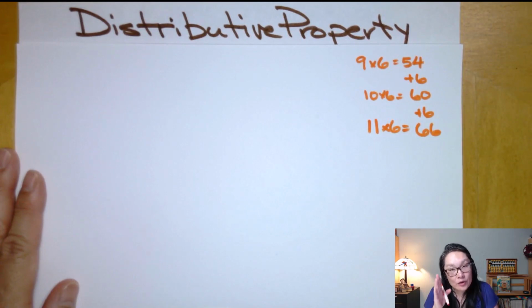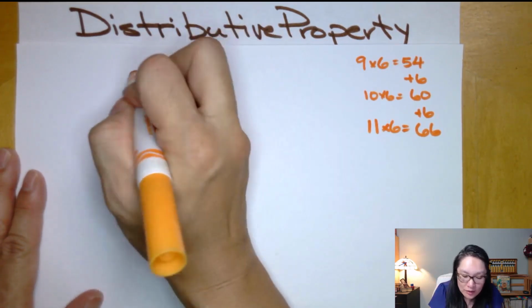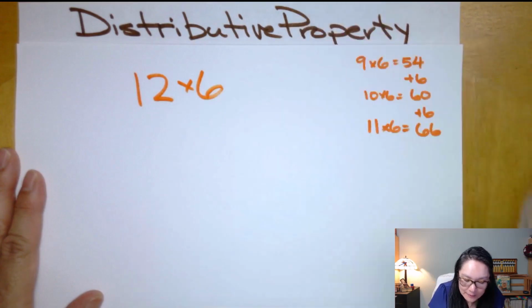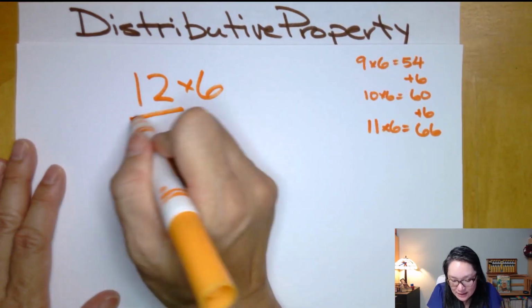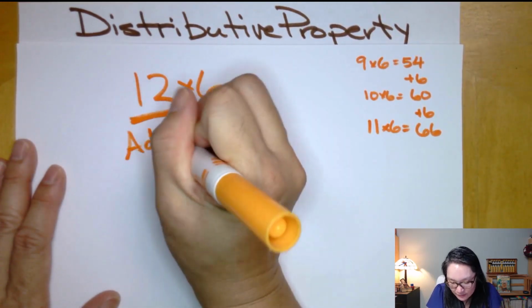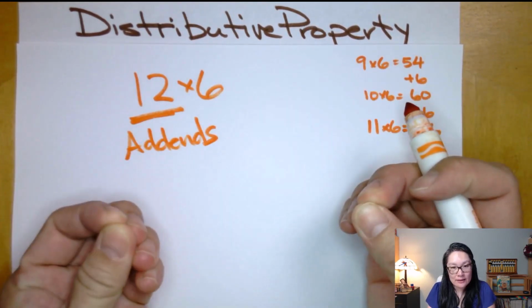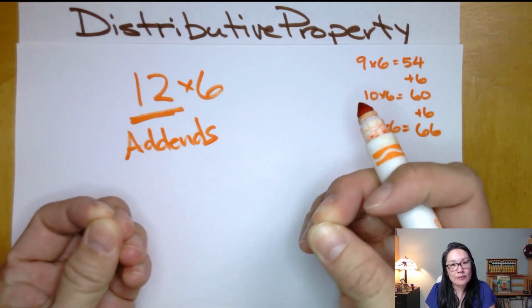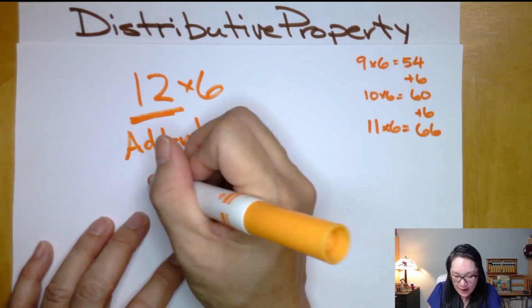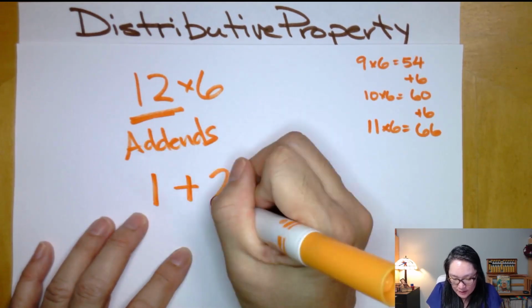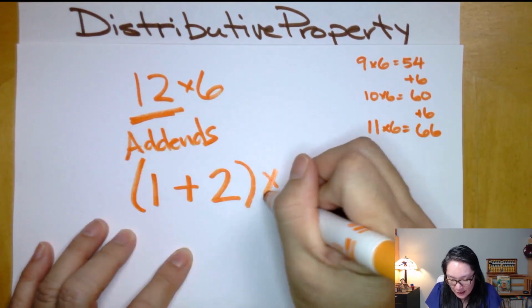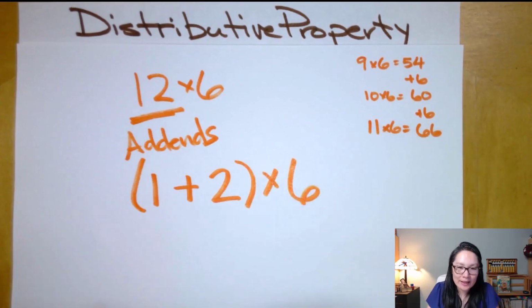If we add another 6, it's 11 times 6 is equal to 66. But if you use distributive property, you don't have to memorize what 12 times 6 is. So let's go with 12 times 6. This here is my addends. What we're going to do is separate our addends and then multiply them by 6. So we have 10 plus 2, times that by 6. See how I separated? They're separated by a plus sign.